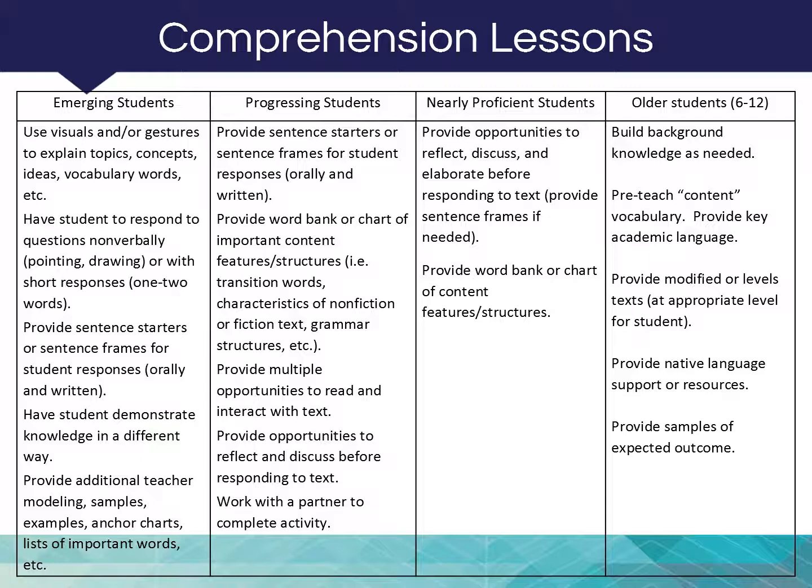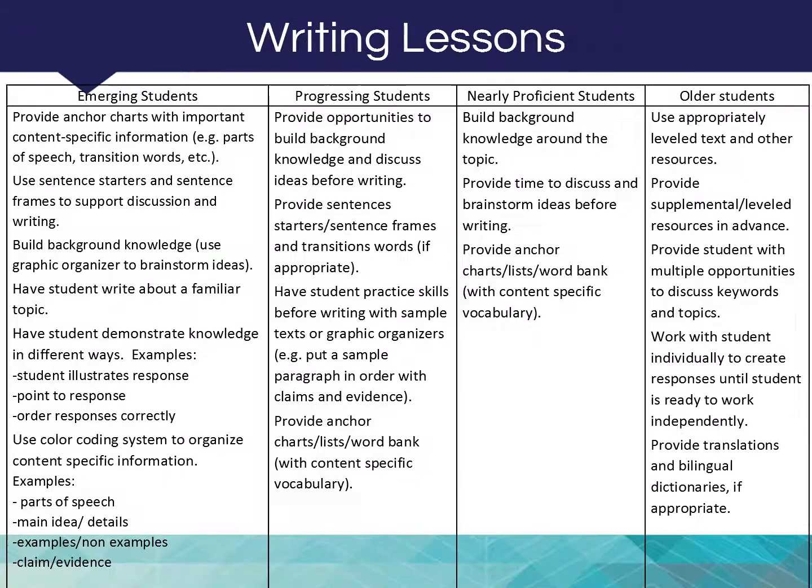Please note that these supports are just suggestions, and depending on the lesson and the skills and strengths of the student, some of these supports may be more appropriate than others. Also, this chart contains a column for older learners, grades 6 through 12. While these supports may be appropriate for any English learner, it is important to recognize that older English learners may need more supports because of the increased grade level skills expected in these grades. If time permits, pause the video to look over these suggestions and discuss them with your colleagues.